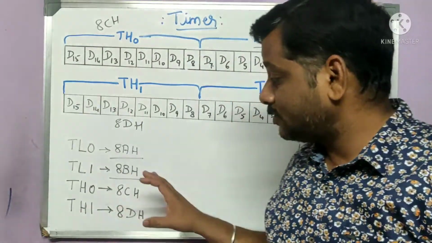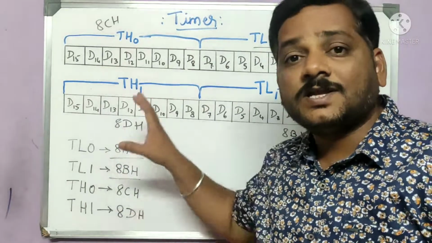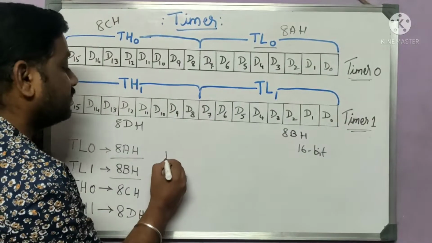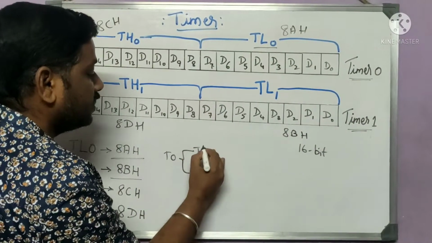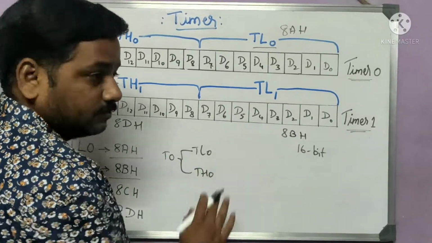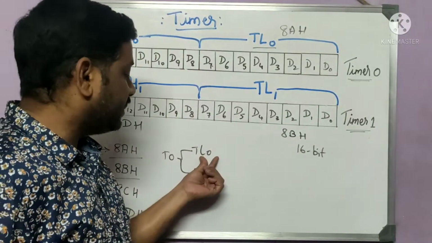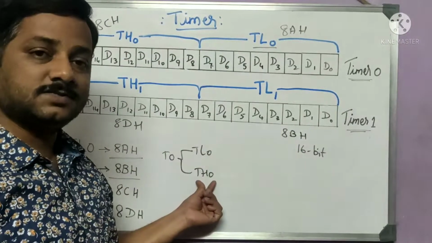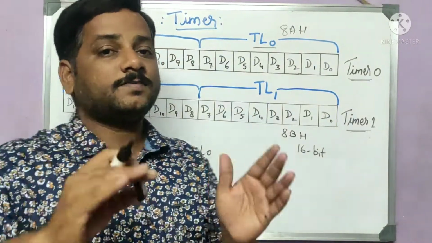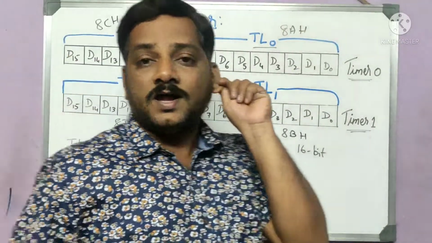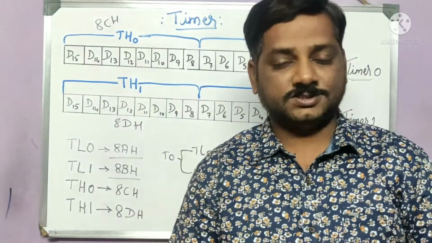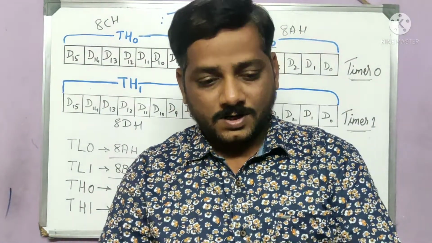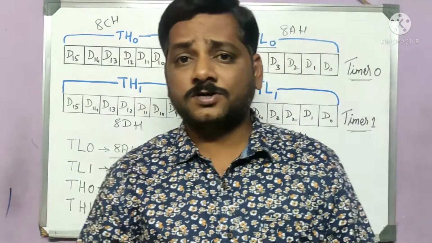By looking at this, you need to understand that it is dealing with 8-bit data. The microcontroller has not given one address for timer 0. It splits it into two and gives a different address for each register. So 8A is timer 0 lower byte, 8B is timer 1 lower byte, 8C is timer 0 higher byte, and 8D is timer 1 higher byte. These are the addresses of the timer registers, and these registers are used to store the initial count in a timer.